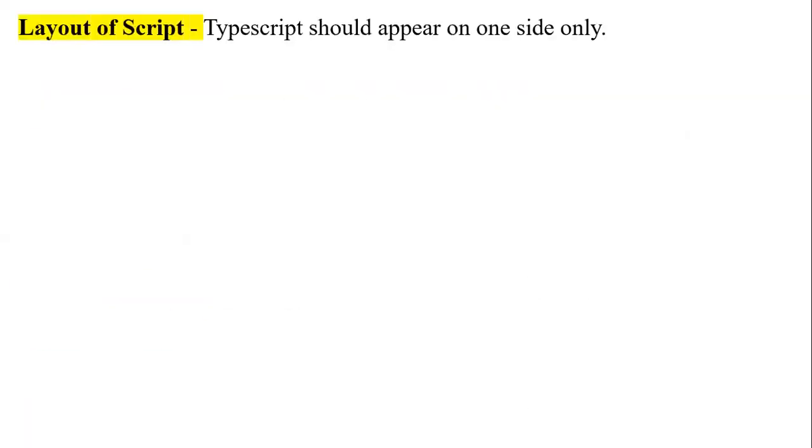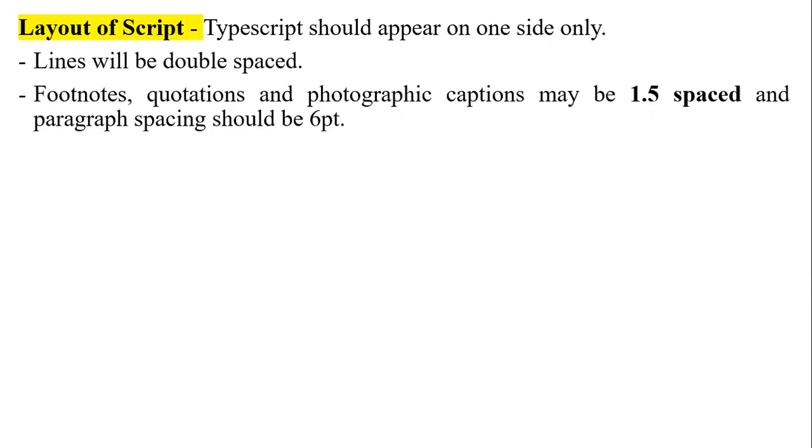Then the layout of script should be on one side of the paper. It should never be in double column of the paper. And lines should be double spaced. Footnote, quotation, photographic captions should be 1.5 spaced and photograph spacing should be 6 pt. References should be double spaced and in text, references should be in order of alphabets or in order of year.